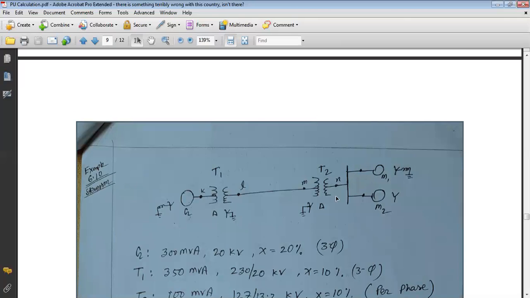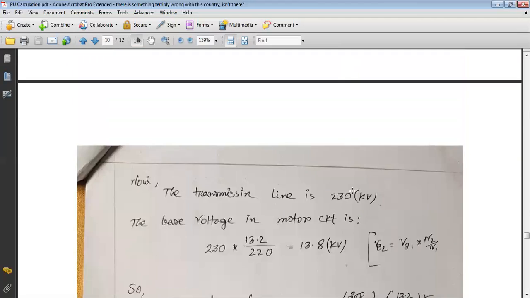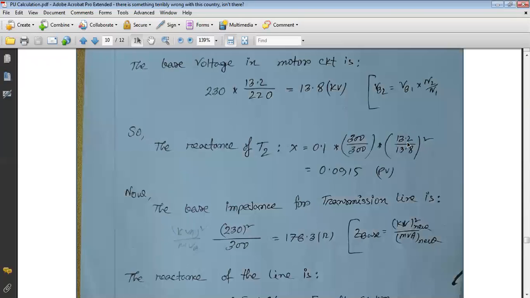This new base voltage is the new base for transformer T2, and similarly it is the new base for motor M1 and motor M2 also, because these are connected with the point N, or with the secondary portion of transformer T2. So the old base is 13.2 kV, the secondary portion old base for transformer T2, and the new base is 13.8 kV. If we calculate this, we will get the per unit reactance for transformer T2, that is 0.0915 per unit.